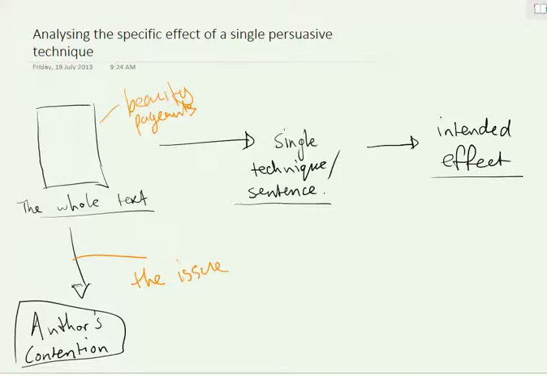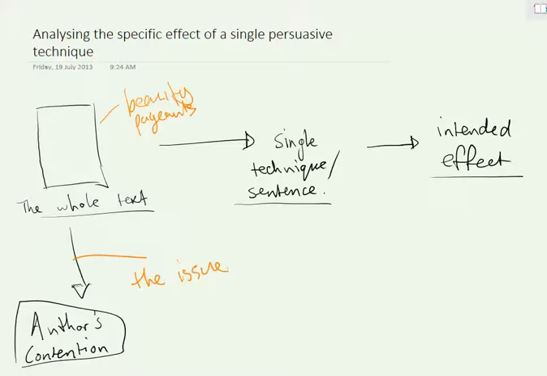For example, with our beauty pageants, the issue is all the controversy that surrounds these beauty pageants, just generally. And our author's contention is that, in this modern era of political correctness, people are taking this way too far. A beauty pageant is just about how beautiful someone is. The rest, all this other stuff's ridiculous. Now, that's what you've got to keep in the back of your mind.